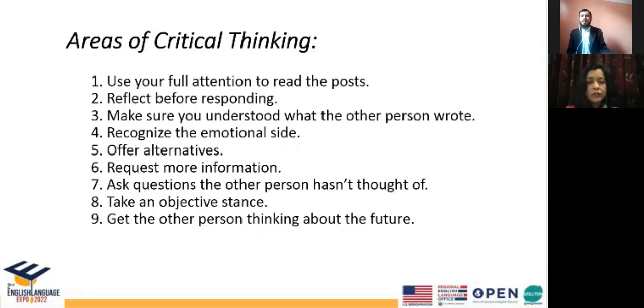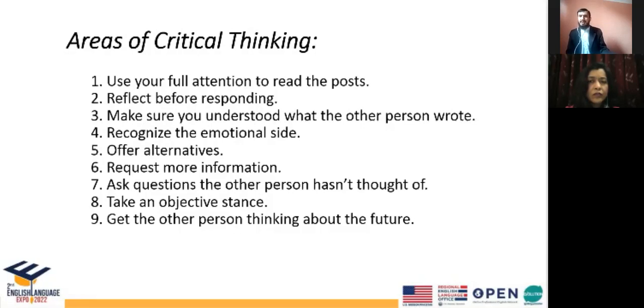This is true in the case of listening as well. If we are talking to somebody, we do not directly respond to what we heard. We first of all pay our complete attention to it, and we try to understand the emotional side of the conversation as well. And then we also take an objective stance. So these are the different areas of critical thinking that we employ while we are speaking to someone or reading any post that requires our interaction and our response. So what is the benefit of critical thinking then?